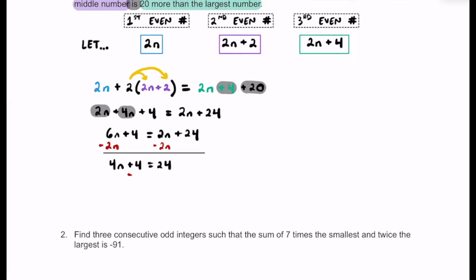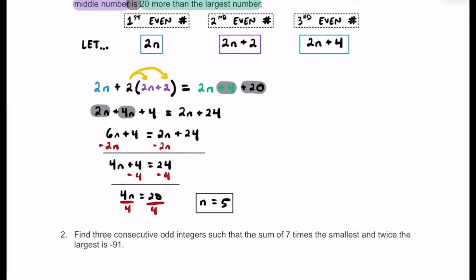Then we're going to go ahead and take away 4 from both sides. And we find out that 4n is going to be equal to 20. And then finally, we're going to divide both sides by 4. And we find out that n is going to be equal to 5.